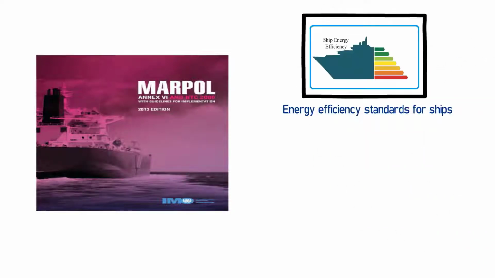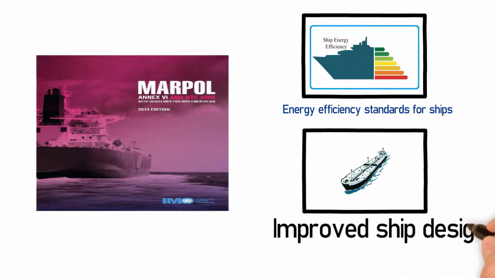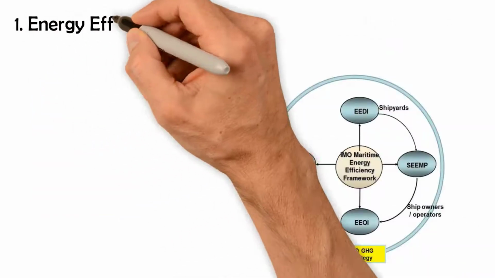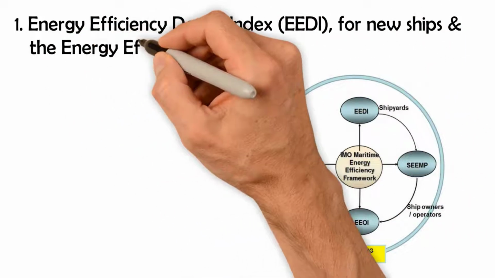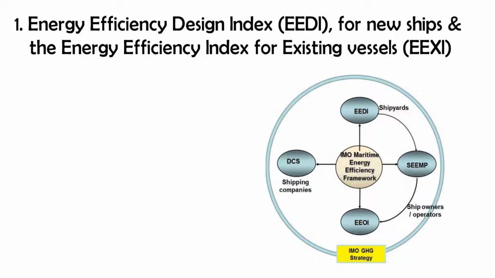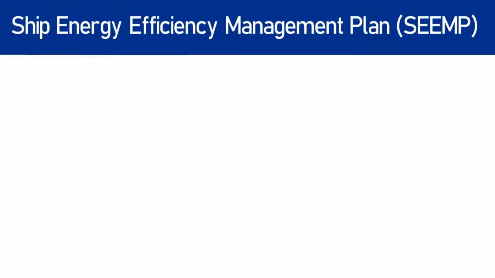MARPOL Annex 6 introduces two mandatory mechanisms as energy efficiency standards for ships, with the main objective of reducing international shipping's greenhouse gas emissions via improved ship design and operations. These are: 1. Energy Efficiency Design Index (EEDI) for new ships and the Energy Efficiency Index for existing vessels (EEXI). 2. Carbon Intensity Indicator.